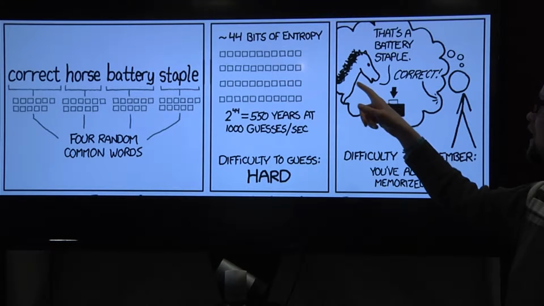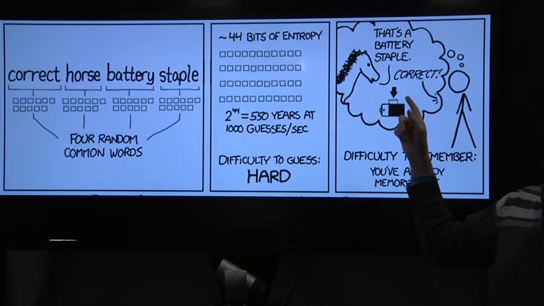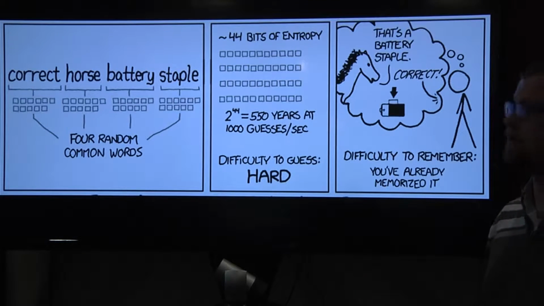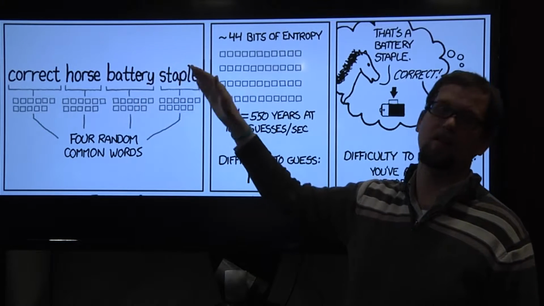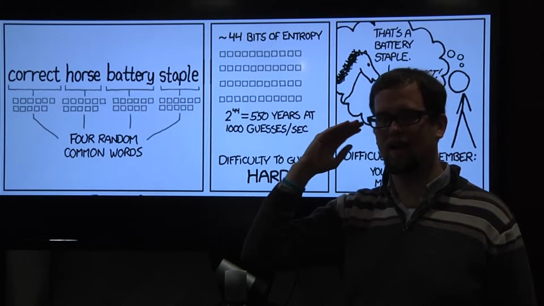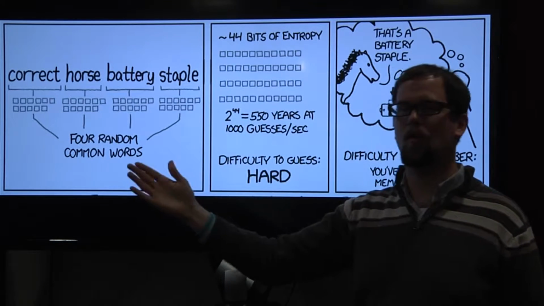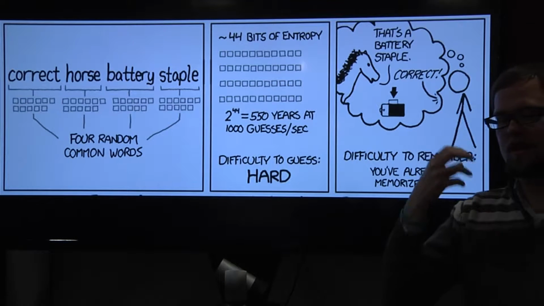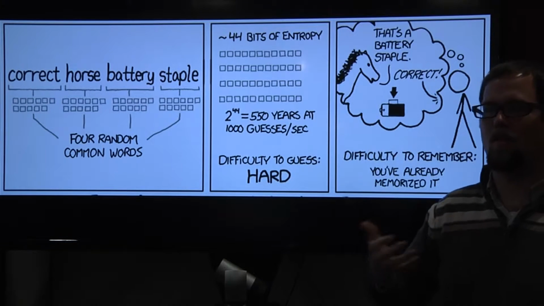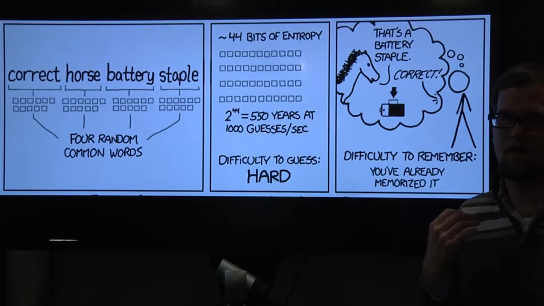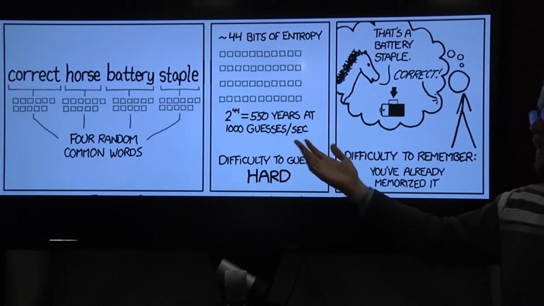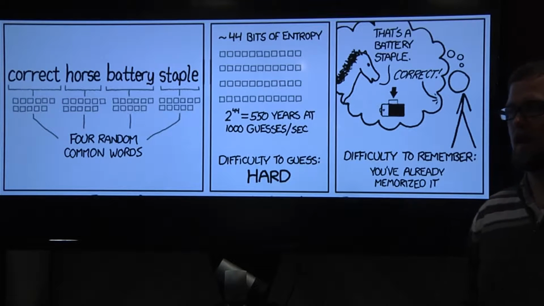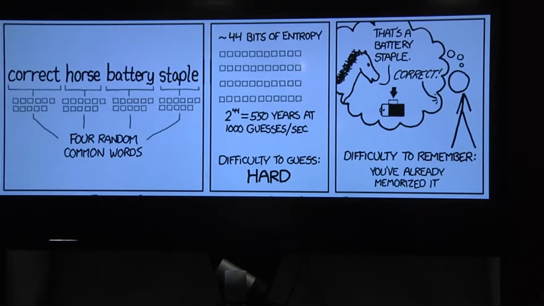It's a horse looking at a battery with a staple on it and saying that's a battery staple, and the person saying correct. So correct, horse, battery staple. And in their mind, they will never forget telling a horse that they're correct, that it's a battery staple. It's a silly thing, but studies have actually shown that silly or out of the ordinary things actually stick in your mind better. So it's a much better password, and that's a lot better than just trying to switch around a pet's name or something like that.